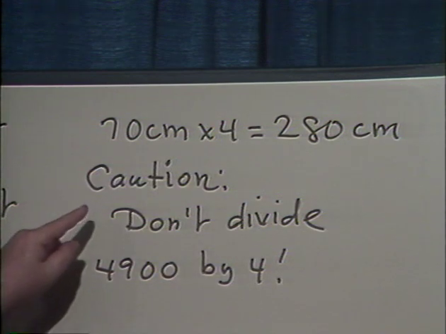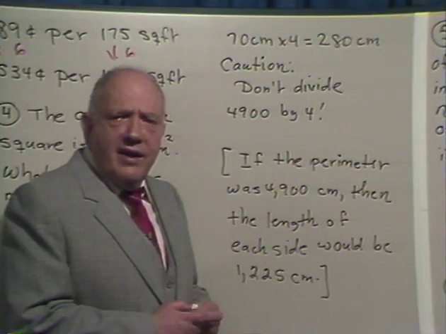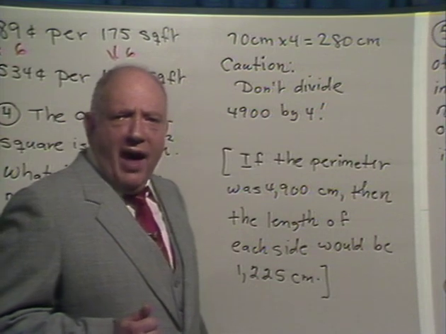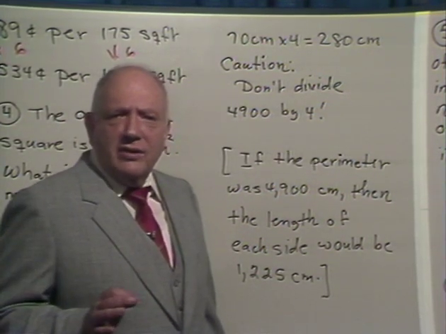The most common mistake that people make in this problem is they say a square has 4 sides, the area is 4,900 square centimeters, they divide by 4. The kindest thing I can say about that, other than saying don't do that, is to pat you on the back if you did that and say, gee, I'm sorry, you got the right answer, but it was to the wrong problem.